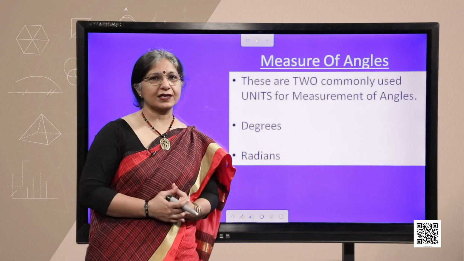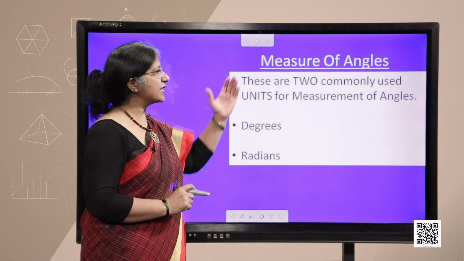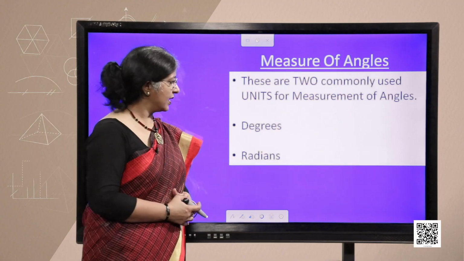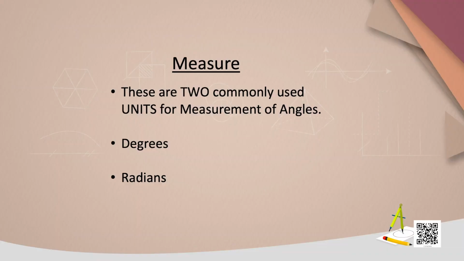As the minute or second hands of clock move clockwise, the angle traced is negative angle, and this is positive angle. Now, for measuring any quantity, we need units, and for measuring the angles also, there are two commonly used units of measurements of angles. Degree, you are familiar with it, and other one is radians.